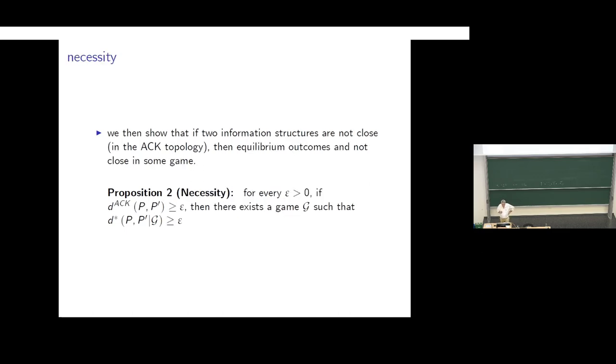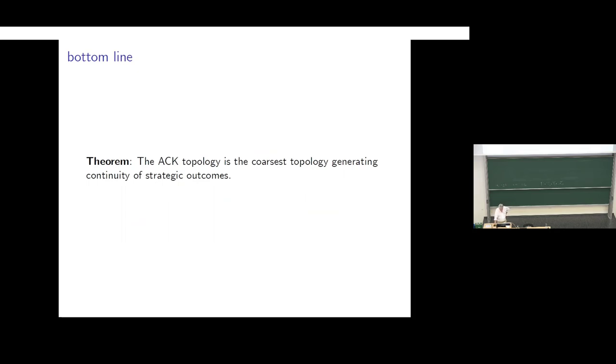Okay, the other direction of this argument says that we then show that if two information structures are not close in the almost common knowledge topology, then equilibrium outcomes are not close in some game. Okay, so this is saying that for every epsilon, if two information structures are more than epsilon apart in the almost common knowledge topology, then there exists a game such that the strategic outcomes are at least epsilon apart. Okay? So those two propositions together establish the claim that I started with, which is that the almost common knowledge topology is the coarsest topology generating continuity of strategic outcomes.